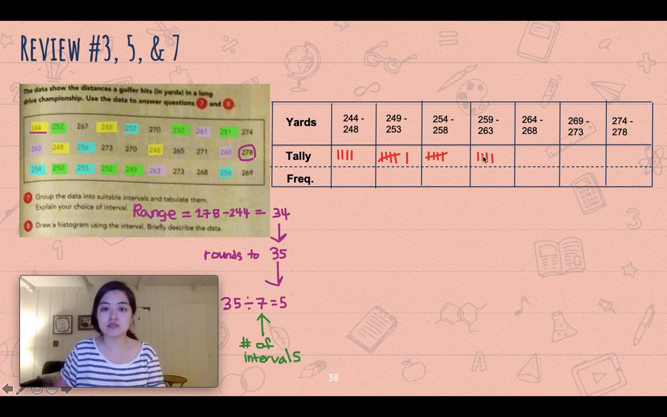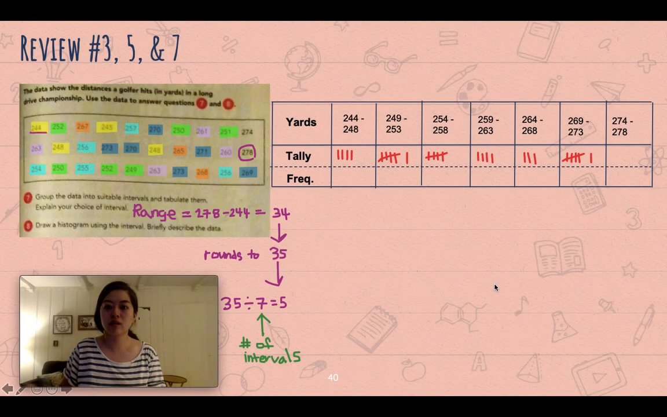And then there's 4 pieces of data that are between 259 and 263, and I highlighted that in lavender for you. And there's 3 pieces of data that are between 264 and 268, and I highlighted that in orange for you. And then there's 6 pieces of data that are between 269 and 273, and I highlighted that in blue for you, like a darker blue for you.